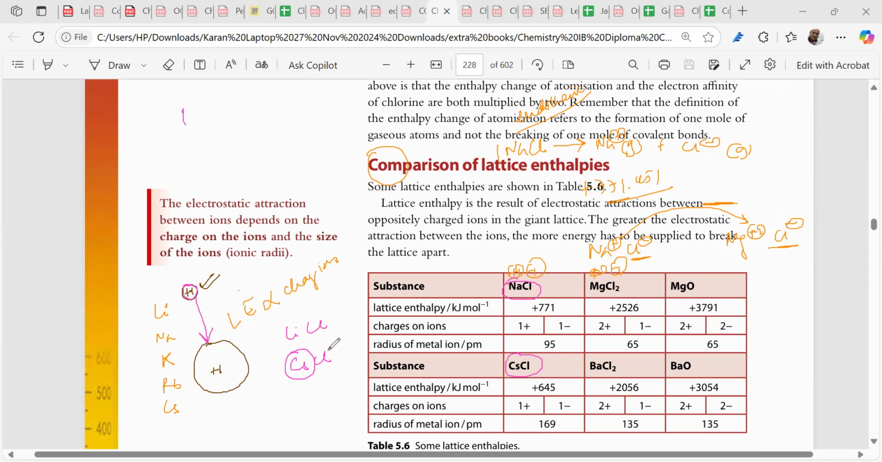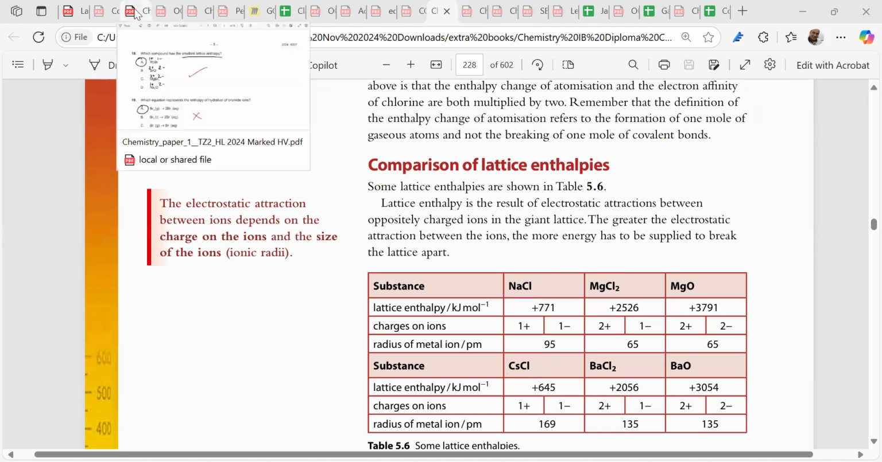So we can tell the second factor of lattice enthalpy. The lattice enthalpy is directly proportional to the charge of the ion. Second, lattice enthalpy is inversely proportional to the size of the ion. Now, armed with this theory, let's go to the question.